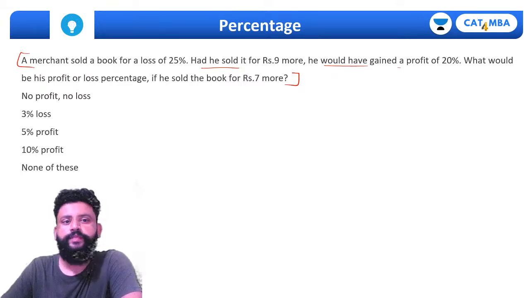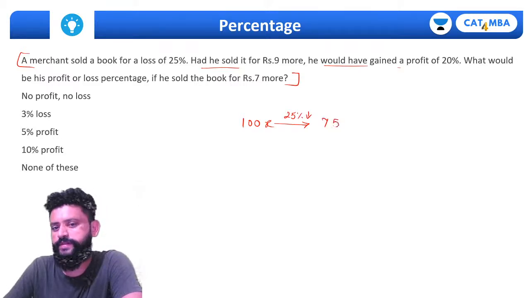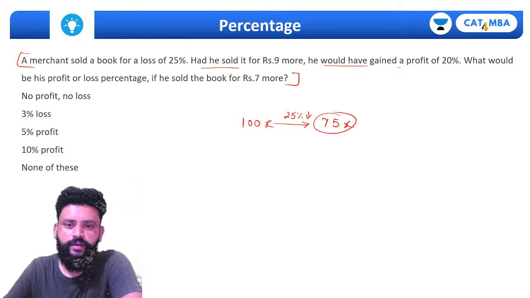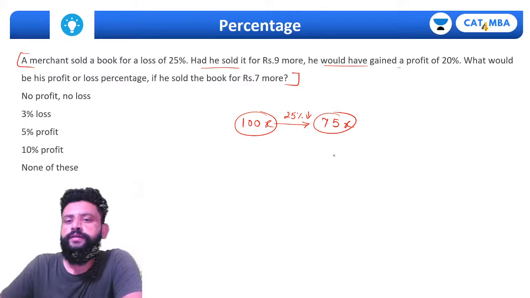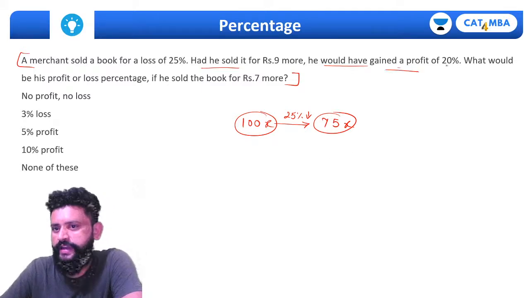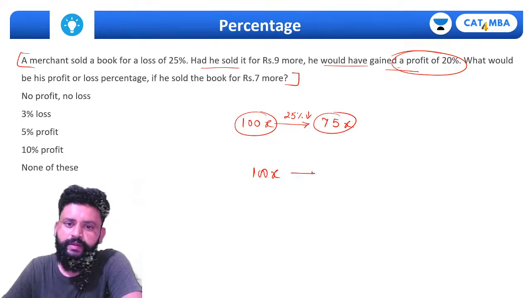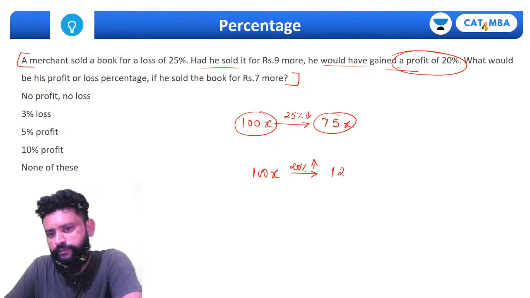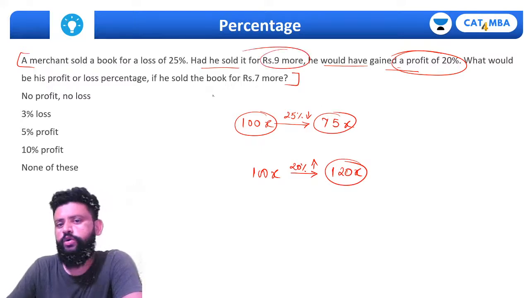Let's say the cost of the book is 100x. He is selling at a loss of 25%, so decrease it by 25%, that is 75x. He bought at 100x and will sell at 75x. Then he would have gained a profit of 20%. Now tell me, for a 100x item, at how much does he have to sell it to get 20% profit? To get the 20% profit, he must sell it for 120x. He said that he sold it for 9 rupees more.